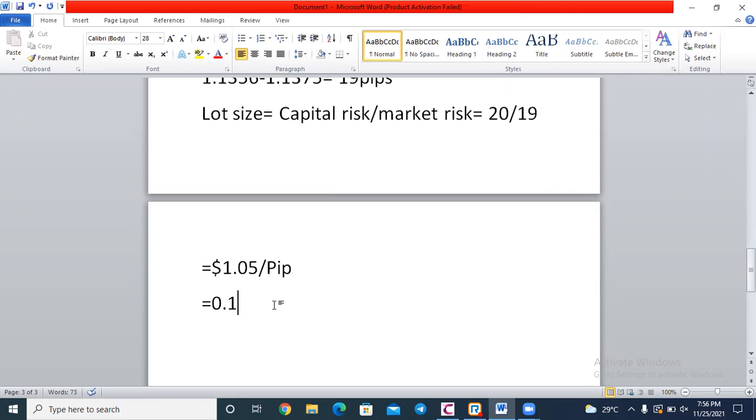Now, for those who don't know how we arrive at this value, you can just multiply whatever value you get here by this constant, 0.1. So if you multiply whatever value you get here by 0.1, you get the lot size. So let's multiply 1.05 times 0.1. Okay, that's 0.1. So this is the lot size for this trade.